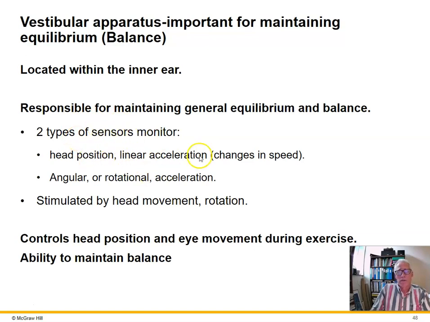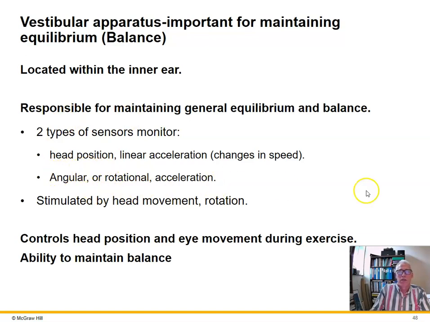There are two types of sensors. One type of sensor detects head position and linear acceleration. In other words, if you're at a dead stop and you start moving forward, that's an acceleration, a change in speed. And these detectors sense that. They're called the macula. And they also detect slowing down. So if you're going in a straight line, speeding up or slowing down, they can record that.